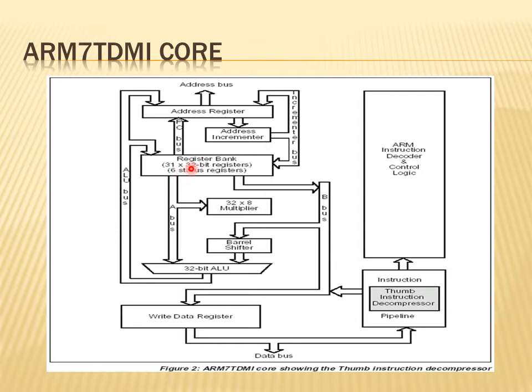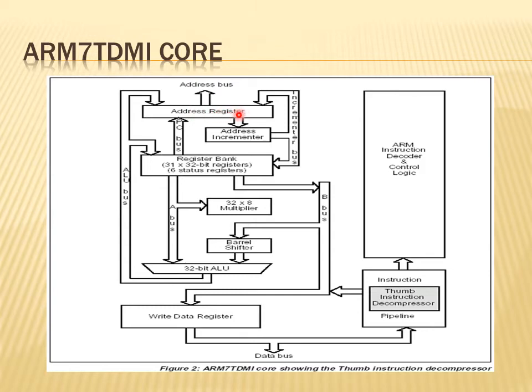Now this is the register bank. Overall there are 37 general purpose registers, along with the status registers. So overall 37 registers are there, and every register is 32 bits wide.